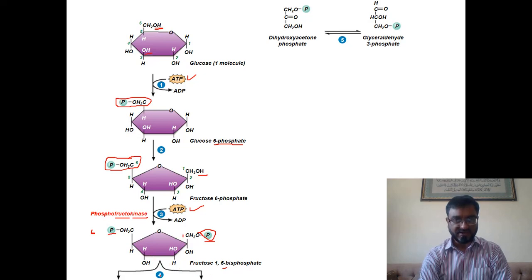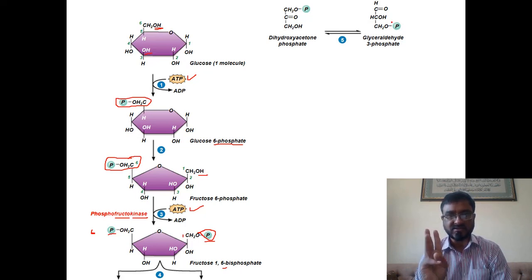After that, the aldolase enzyme will be acting. What is the property of aldolase? It belongs to the class of lyases that break down without a water molecule. This is a 6 carbon, 1, 2, 3, 4, 5, 6. It's a 6 carbon substance, and that will be converted into 3 carbon substances. Two substances are produced here, each having 3 carbons.